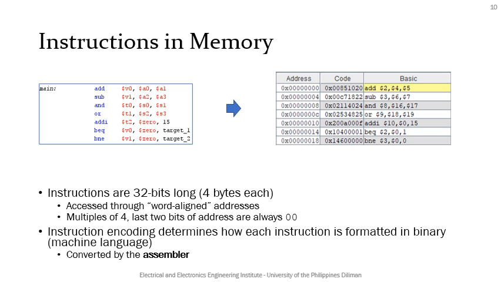The instruction encoding determines how each instruction is formatted in binary or machine language. For example, the encoding determines why the first instruction, add $V0, $A0, $A1, was converted to 0x851020. Although the instructions are automatically converted by the assembler for us, we will still study the instruction encoding to gain insight on the limitations of the instruction set and how it influences the hardware design.